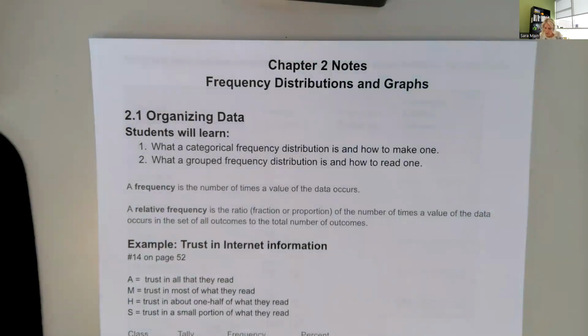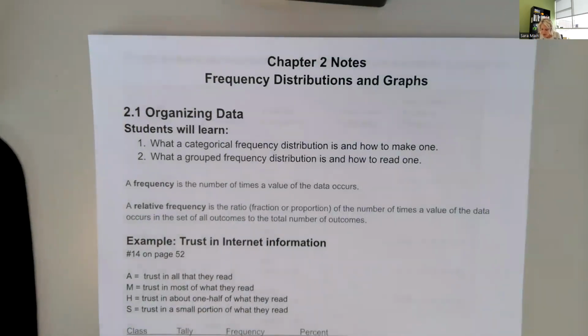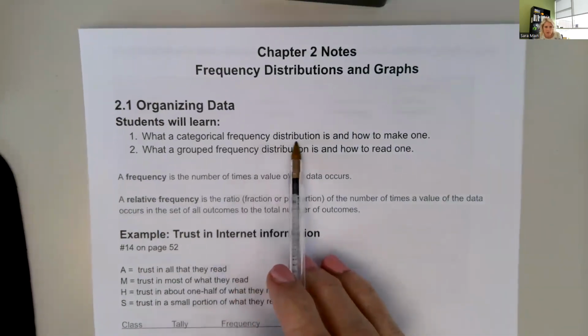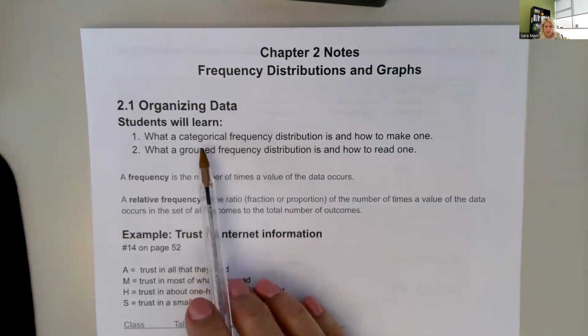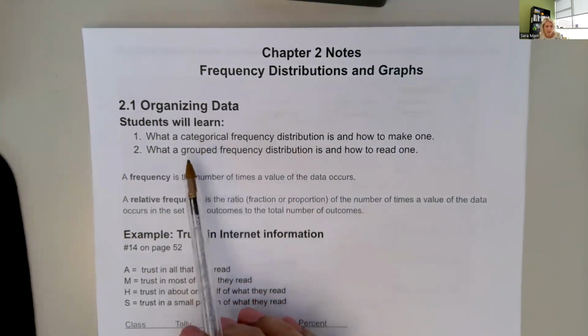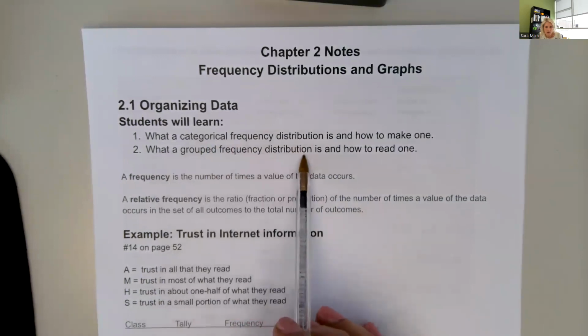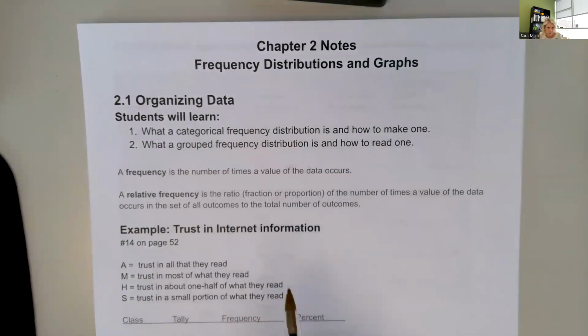In this chapter, we're going to be looking at frequency distributions and graphs. And the first lesson here is all about organizing data. So we're going to learn about a frequency distribution for categorical data, which would be qualitative, and then a grouped frequency distribution and how to read one.